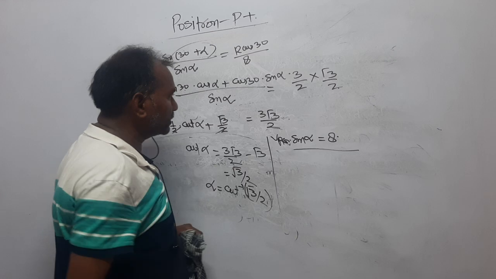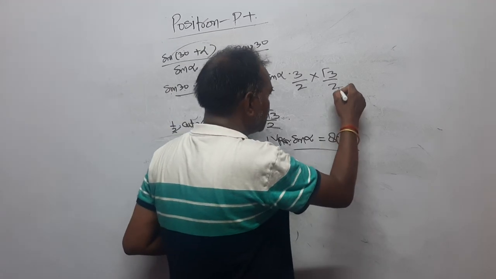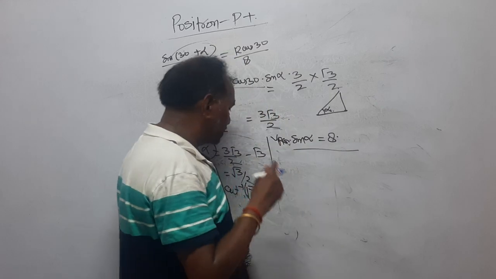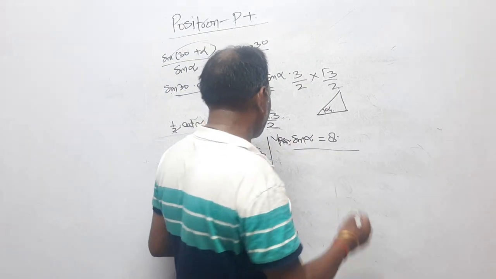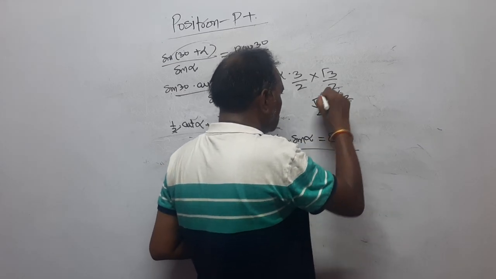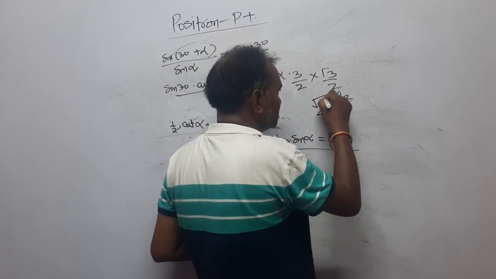Now you have to find out the value of cot alpha. Cot alpha is what? Look here, this is alpha. Cot is equal to base upon perpendicular. This is root 3, this is 2. So the hypotenuse is going to be root of 3 plus 4, that is root 7.